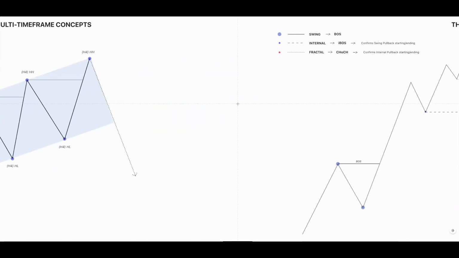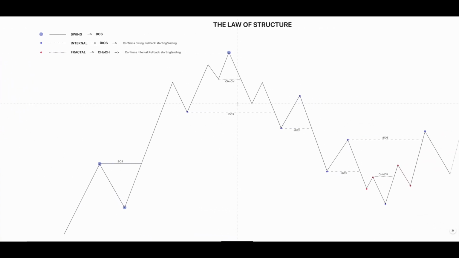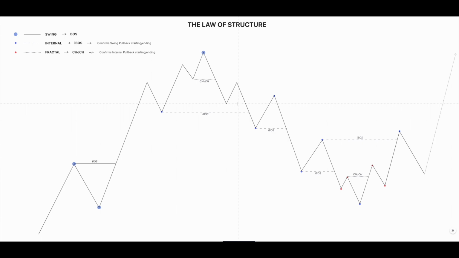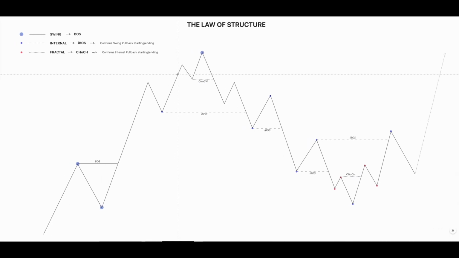Now, the next diagram that we're going to look at quickly should be familiar to you if you've watched part 1. This is just looking at market structure from one specific time frame, and we were breaking structure down into 3 different pieces, so that we can understand when potentially swing pullbacks are starting and ending. And then we were also looking at internal structure concepts as well. So I'll quickly go through this one last time.